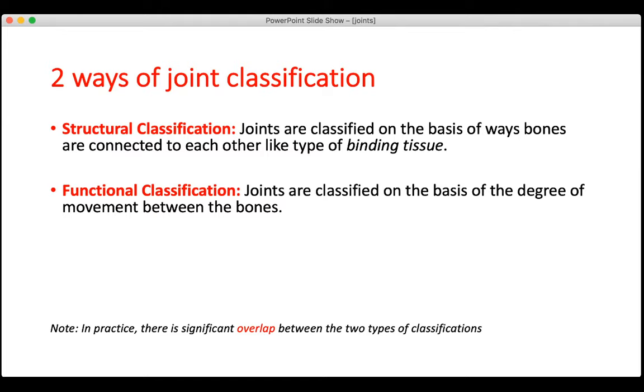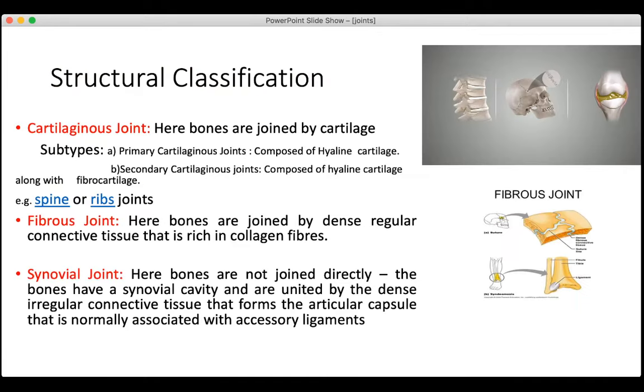You should know mainly the criteria. Structural is on the basis of structure, functional is on the basis of function, and function is movement. So these are mainly the two. In a later section I'll discuss the third one, that is biomechanical classification. That is very simple. So first of all we'll focus on these two classifications, starting with the structural classification first. Let the slide change on your screens, then I'll discuss it.